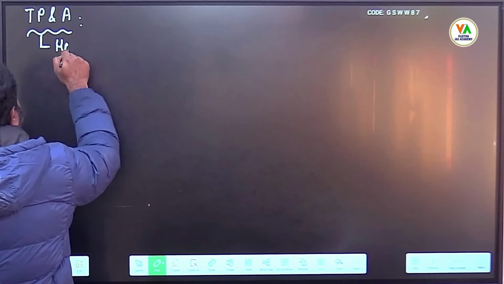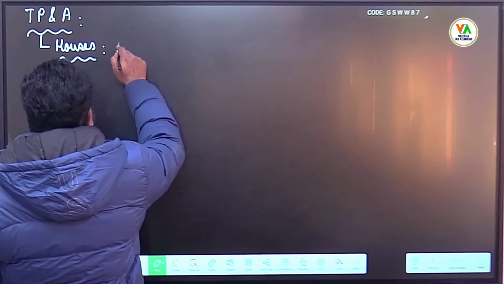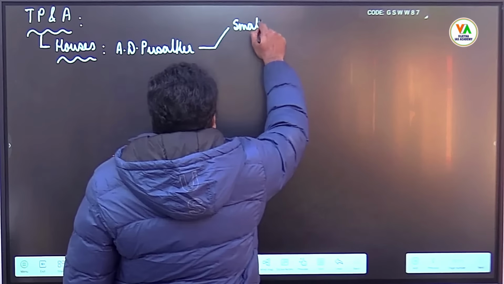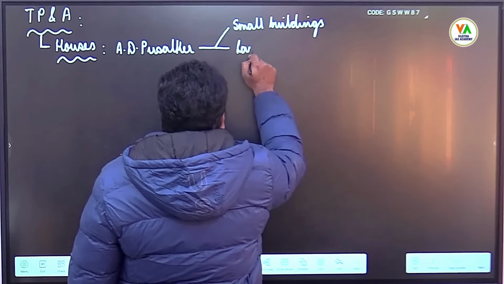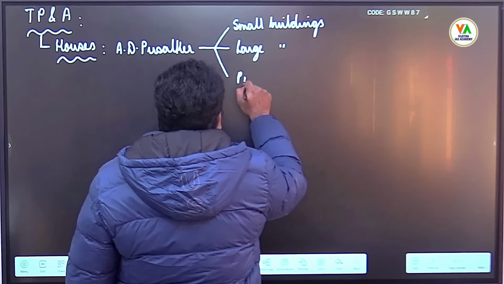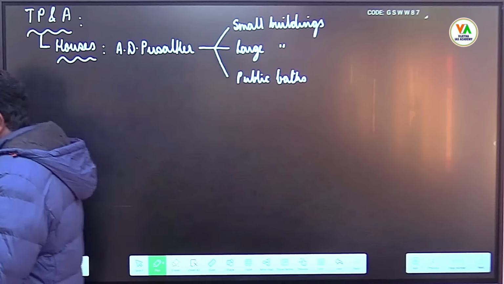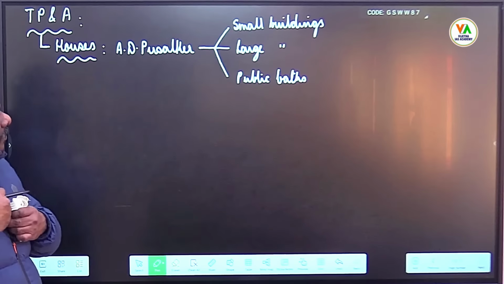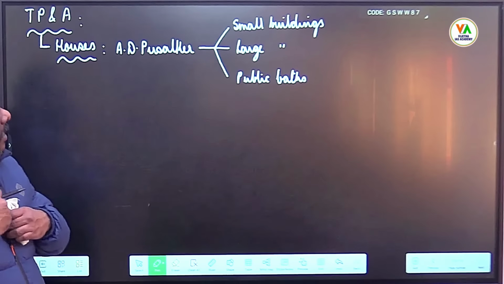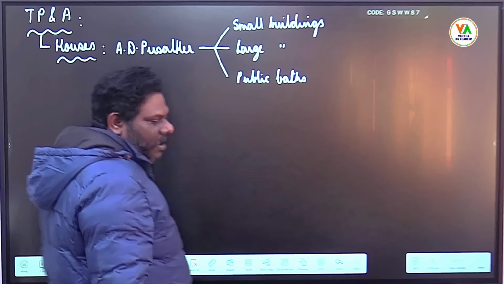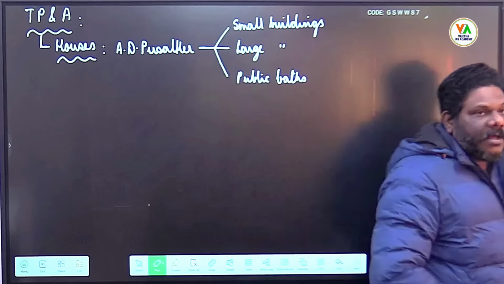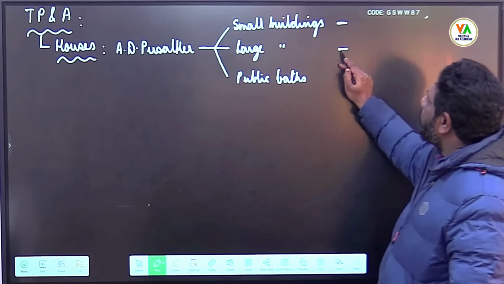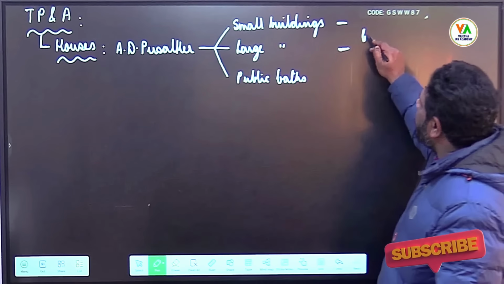Next, houses. See, A.D. Pusalkar classified the houses into small buildings, large buildings and public baths. See, the small buildings consisted of a minimum of 2 rooms, and sometimes rooms were constructed on the top floor also. Every small house or small building or large building definitely consisted of a bathroom.